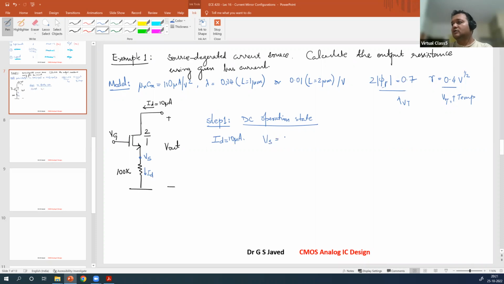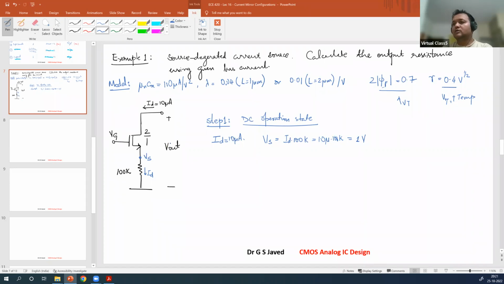What is Vs? Vs is equal to ID times 100k, that is 10 micro times 100k. That would clearly give us 1. This is 10 power 2 plus 3, 10 power 5. This is 10 power 1 plus minus 6, 10 power minus 5. Minus 5 plus 5 cancel each other. Left over is 1 volt.